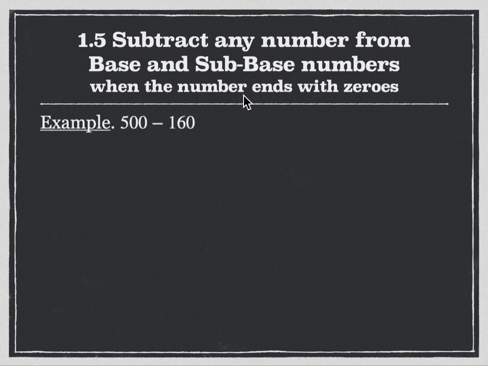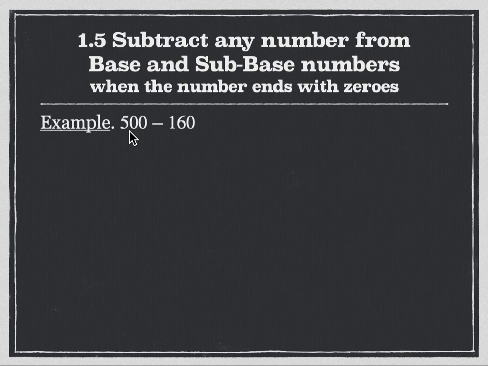For instance, we have 500 minus 160. We're going to recall our lessons from 1.1 to 1.4. Remember, if we have a sub-base number, we need to deduct 1 from the first number, and that will be automatic. Specifically, I think that happened in 1.3 and 1.4. If it's a perfect base number, we don't need to subtract any 1 there.